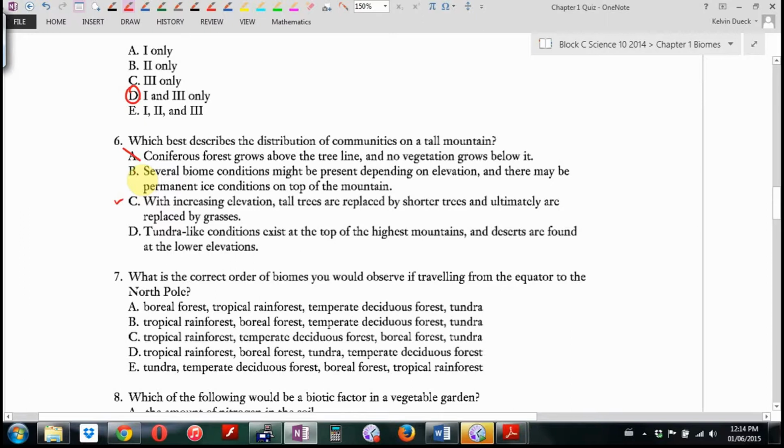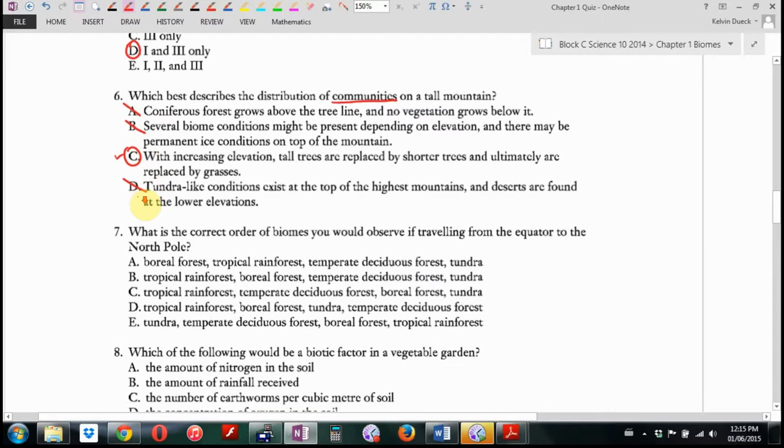Several biome conditions might be present depending on elevation, and there may be permanent ice conditions on top of the mountain. I don't think that's talking about the distribution of communities. That's talking about the distribution of biomes. So I'm going to nuke that, and I'm going to nuke that. I think the key idea is they're talking about communities. Remember we talked about ecosystems, communities, populations, and one more word, that organisms was the smallest.